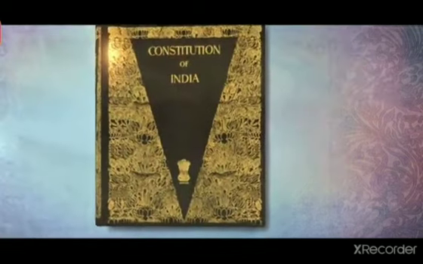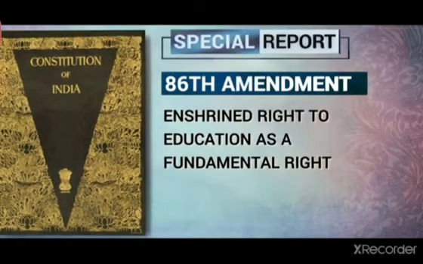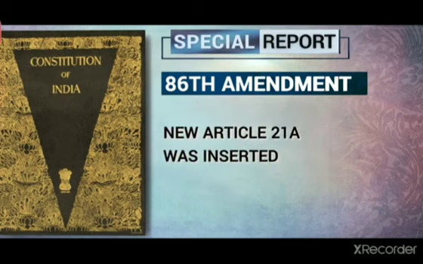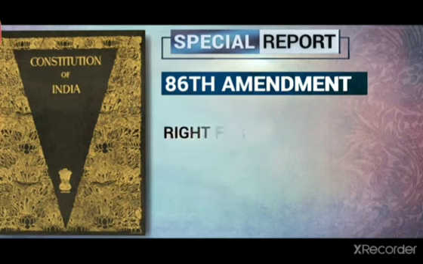The Constitution 86th Amendment Act 2002 enshrined right to education as a fundamental right in Part 3 of the Constitution. A new Article 21A was inserted below Article 21, which made right to education a fundamental right for children in the age 6 to 14 years.